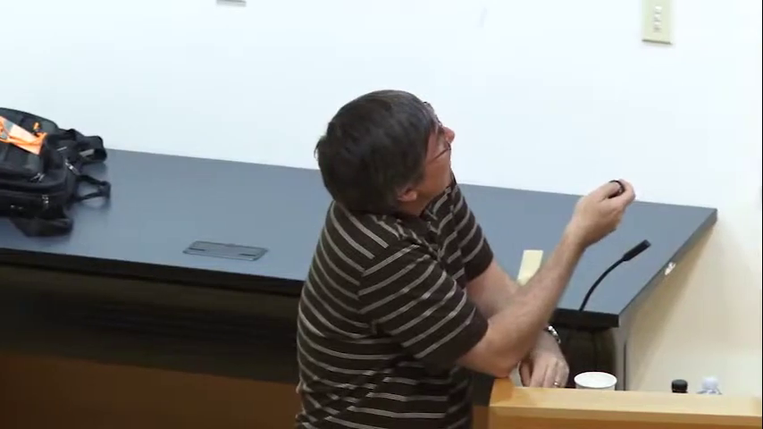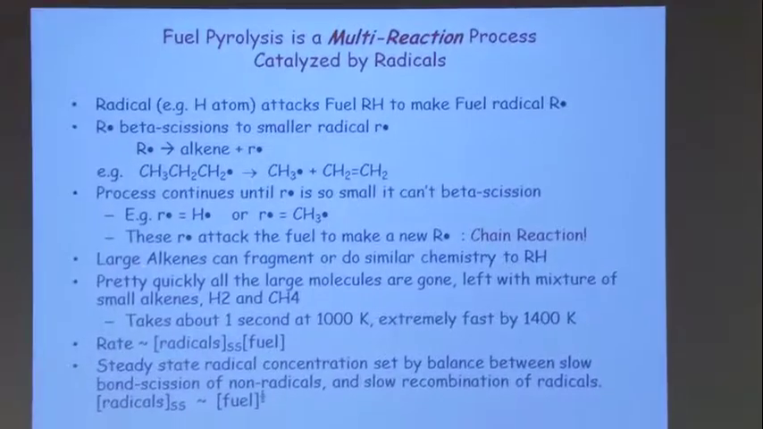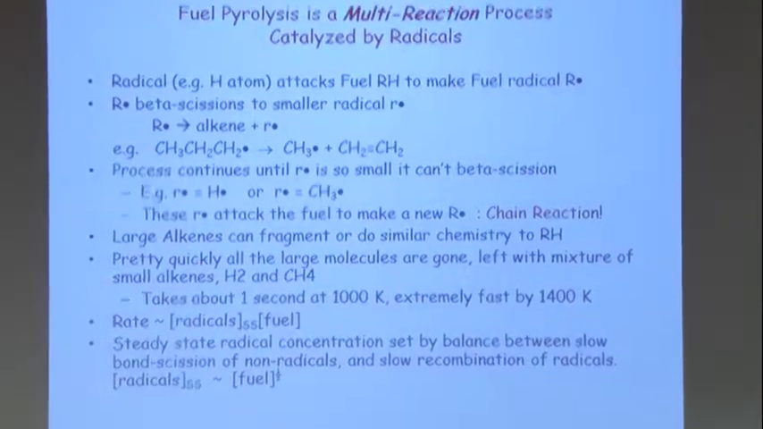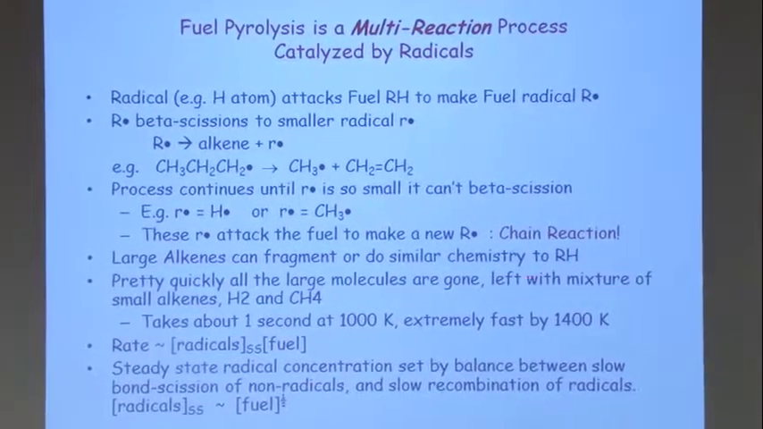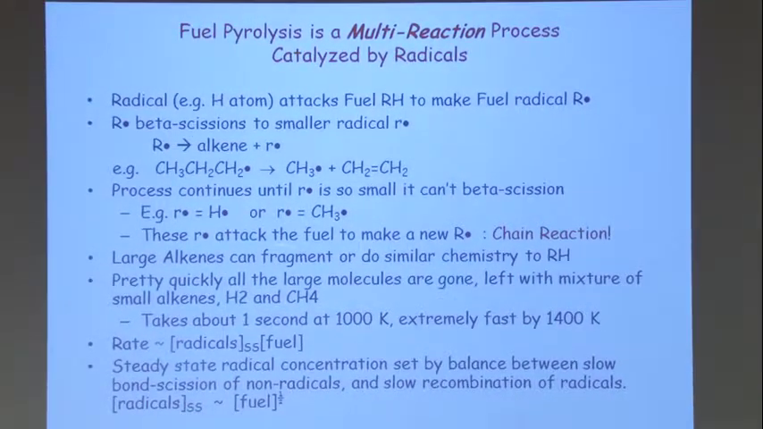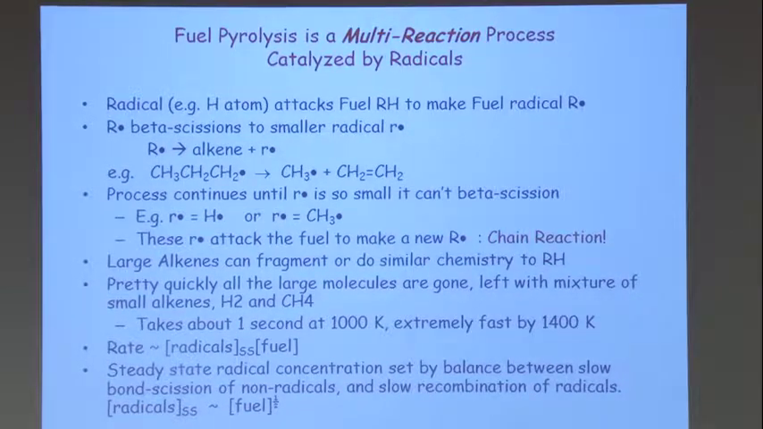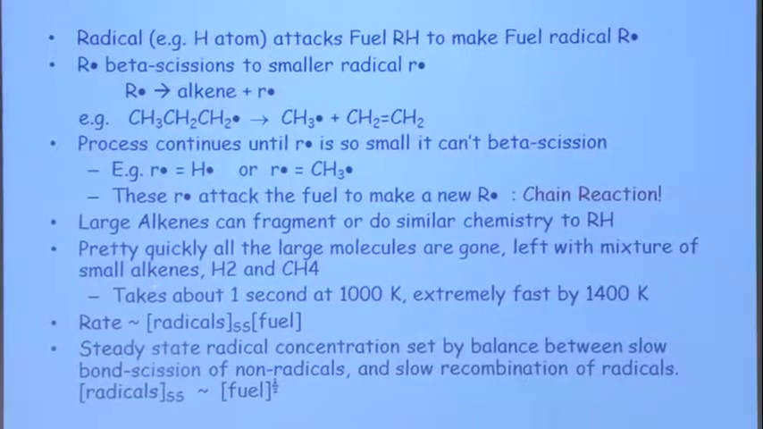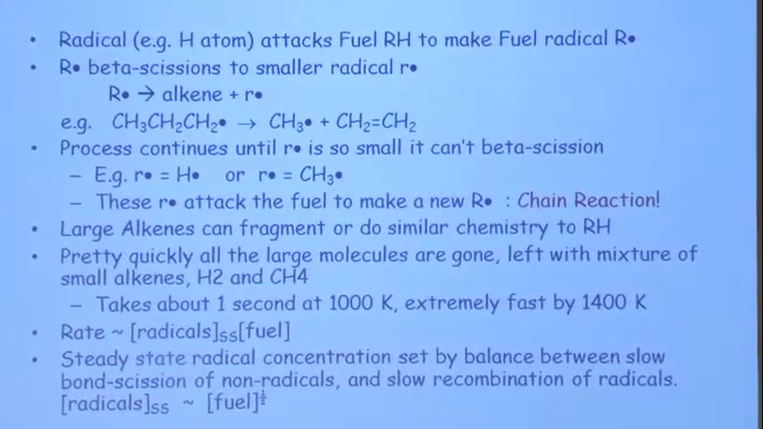And what happens pretty quickly, actually, you make these alkenes as the co-products, and they can either be attacked by radicals and do similar chemistry to the RH, or they can just fragment spontaneously because the CC bond strengths in alkenes are lower than the CC bond strengths in saturated molecules. And so at some point, you make enough double bonds, you'll make the CC bonds weak enough that at your temperature, they'll just spontaneously break apart, make more radicals. Pretty quickly, what's going to happen is that all the large molecules are gone. And all you're left with is a mixture of small alkenes, hydrogen, CH4, and a bunch of radicals.